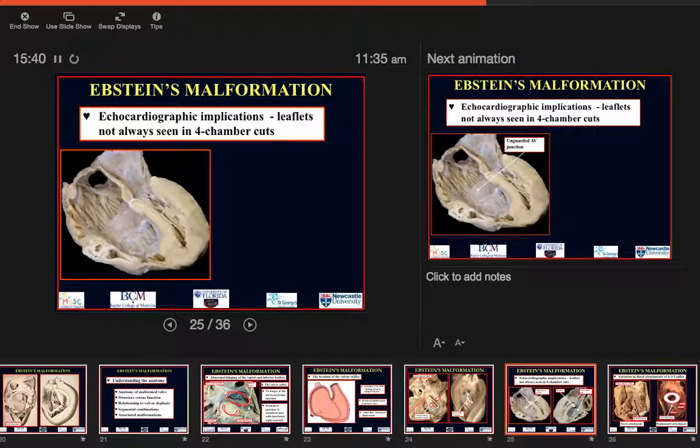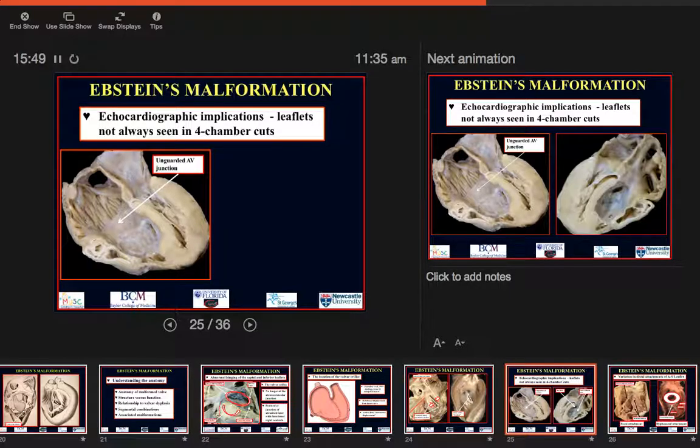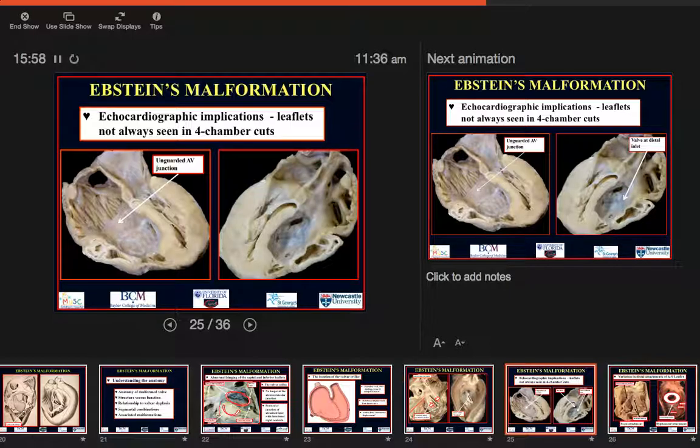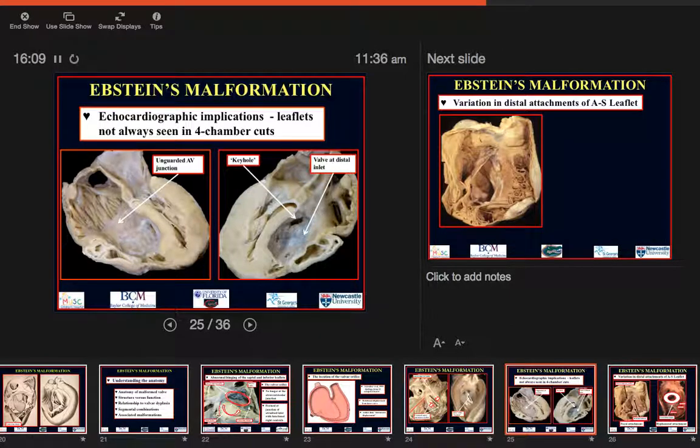That has major implications for the echocardiographer. Because if you take a straightforward four-chamber cut, as you see here, you may not see any of the leaflets of the tricuspid valve, giving you the impression that the junction is unguarded. But in fact, the leaflets are there. They have been rotated away so that the valve is at the distal extent of the inlet component of the right ventricle. It is a keyhole.